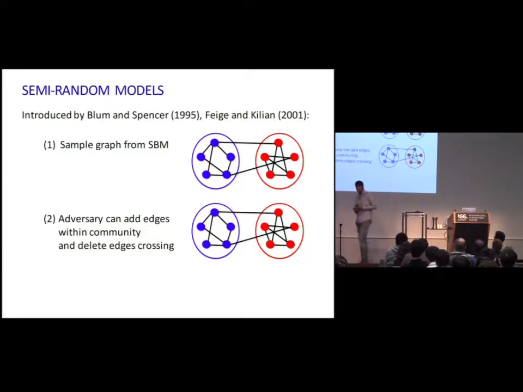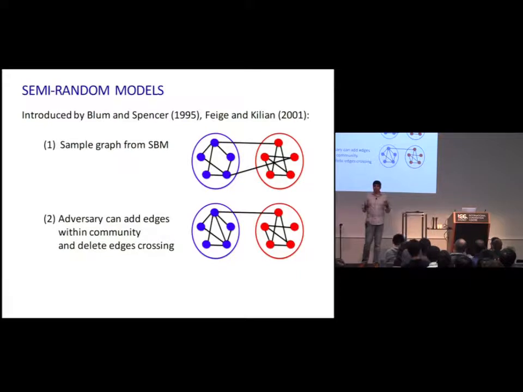But what's kind of cool about this model is that this adversary is going to sound like he's making your life easier, not harder. So in fact, this adversary is what we often call a monotone adversary. He's only allowed to add edges within a community and delete edges crossing a community. So you can do things like this, adding an edge within the blue community, and deleting an edge between the blue and red communities.